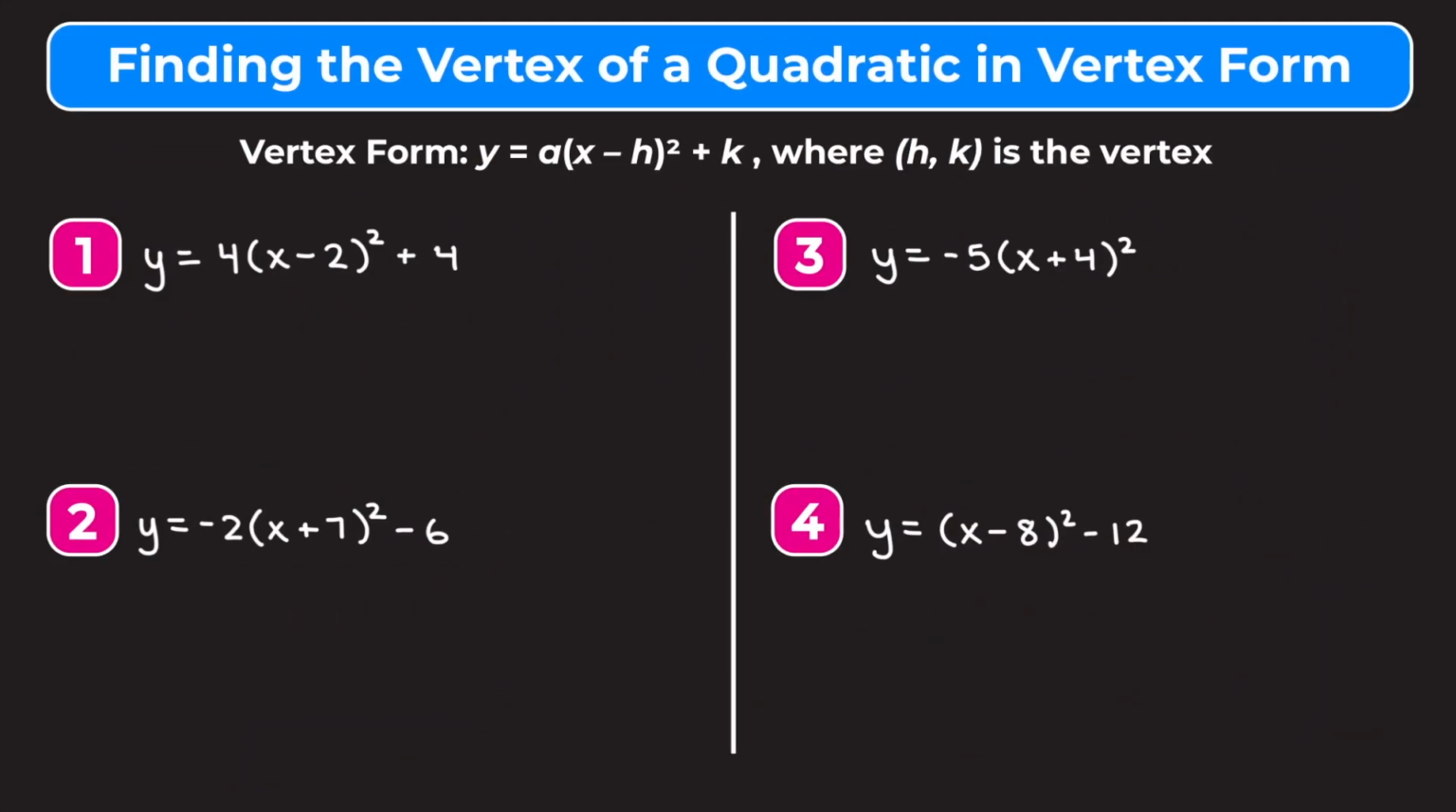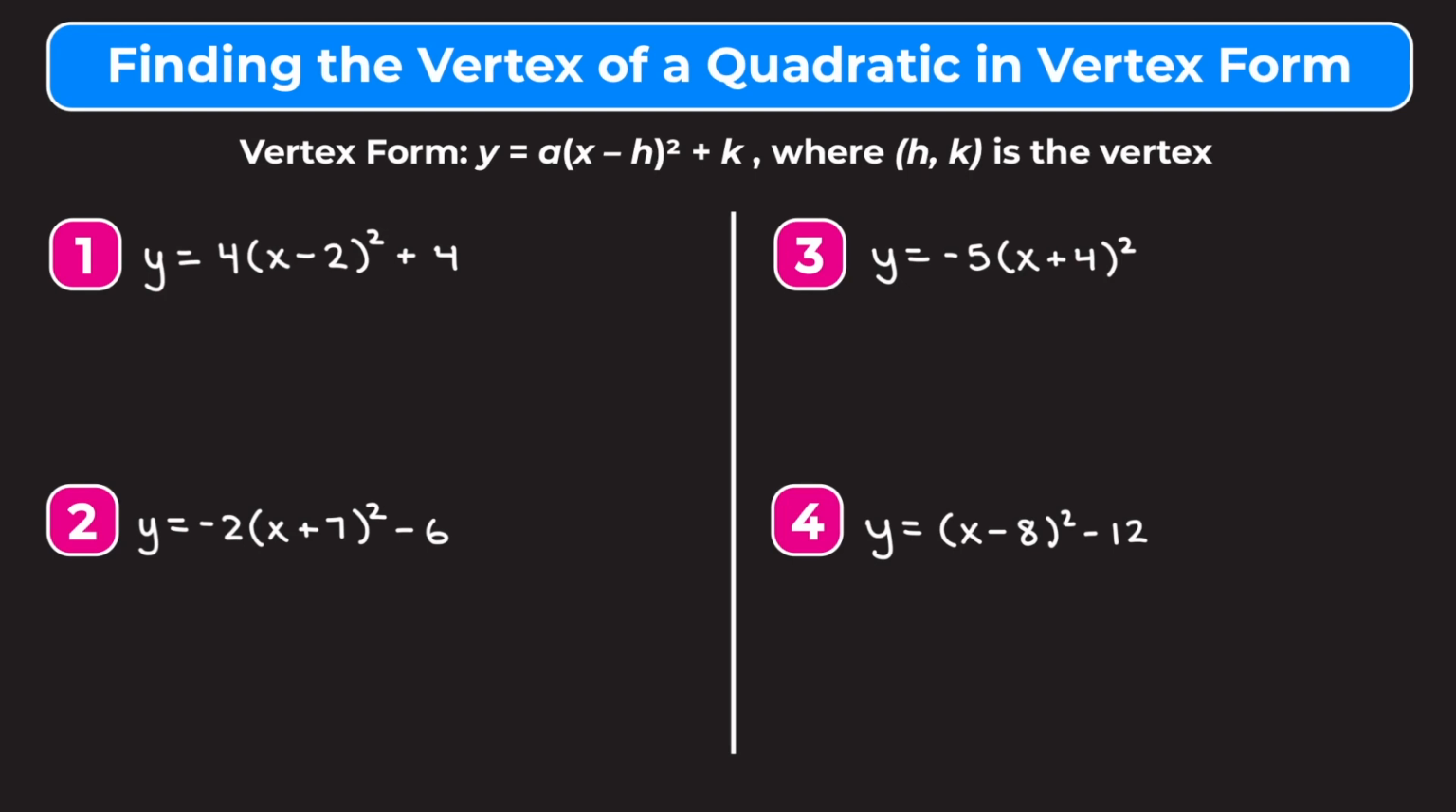In this video, we're going to be learning how to find the vertex of a quadratic in vertex form. And at the top of our screen, we just have a reminder of what vertex form is. So vertex form of a quadratic is written in the form of y equals a times the quantity of x minus h squared plus k, where h comma k is the vertex.